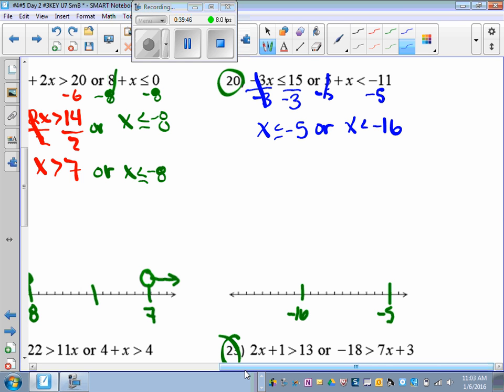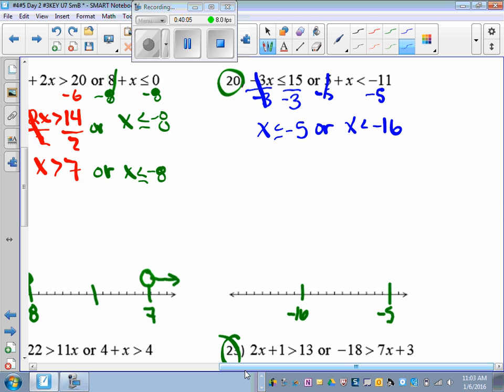What's the mistake I did in number 20? They're facing the same way, but what caused me to make that mistake? Morgan?